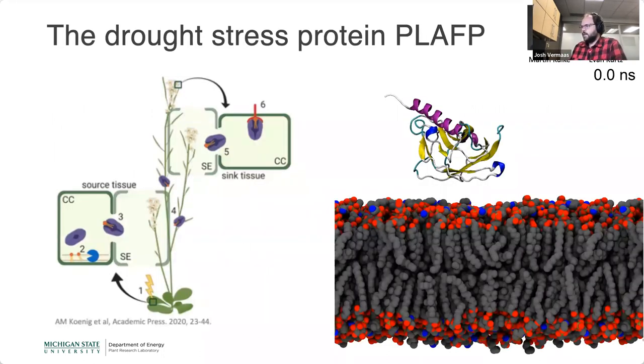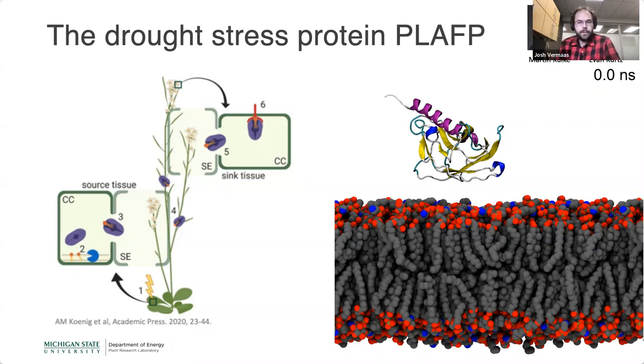All right, so let's get started with the drought stress protein PLAFP. And here, the way that this works is, let's say that you're a plant. In this particular case, the plant on the left being shown is an Arabidopsis plant. So for those of you who work in plant systems, Arabidopsis is your bread and butter, most likely. Let's say that there's a heat stress represented by this lightning symbol here that will trigger specific lipids to show up on your membranes, which this protein, PLAFP, will pick up somehow and then take through the phloem to other tissues in the plant to carry that drought stress signal elsewhere, right?